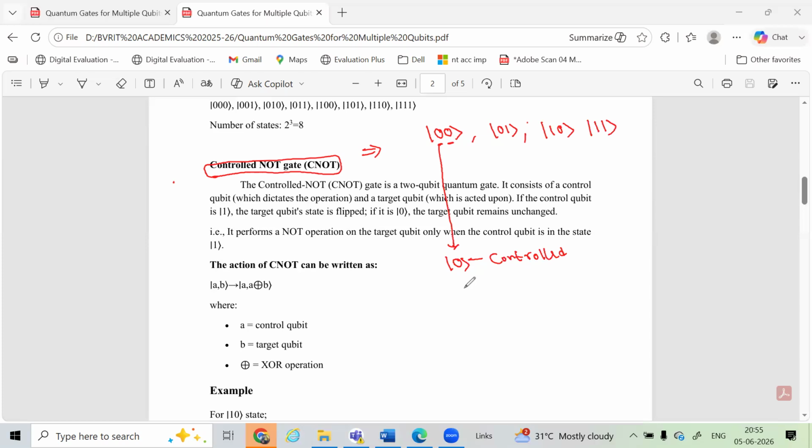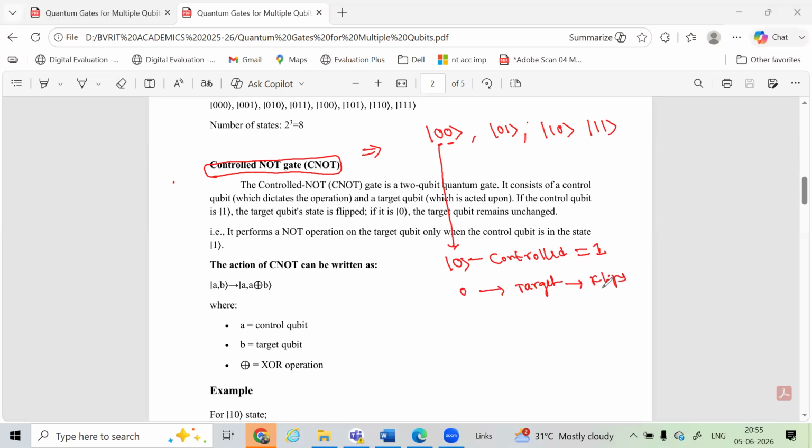For example, in the state with the second value 0, that other 0 is related to the target qubit. We are not changing the controlled qubit. There is a change we observe in the target qubit when the controlled qubit is equivalent to 1. If such kind of change is needed, we use the controlled NOT gate. In case of the controlled NOT gate, if the controlled qubit value is equivalent to 1, then the target flips.